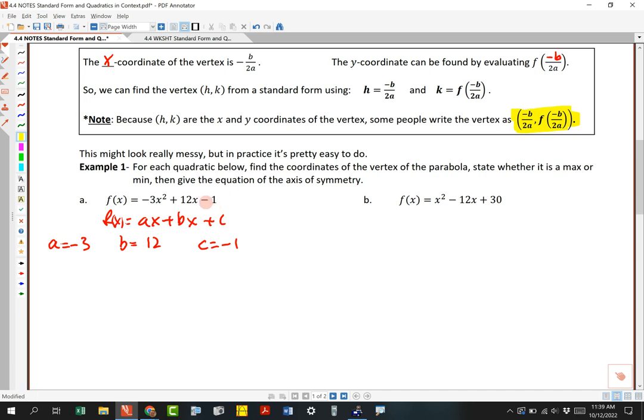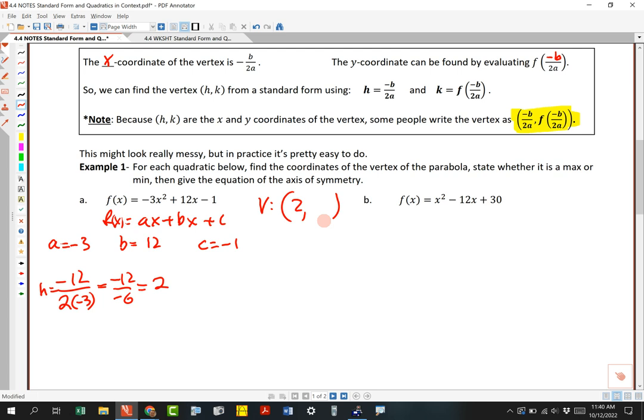So here's what we're going to do. I'm going to write down negative b, so that's going to be negative 12 over 2 times a. So I'm going to physically write that down. That is h, that is the x-coordinate of the vertex. So this is negative 12 over negative 6, which ends up being 2. Okay. So check this out. The vertex is at 2 comma something.